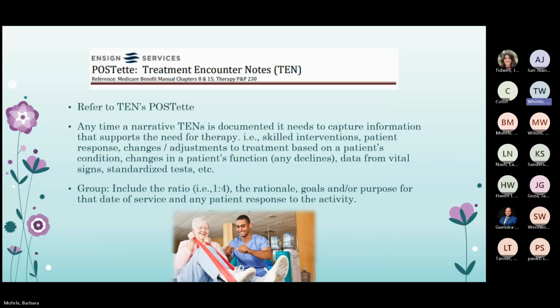Next slide, please. Here I have linked the treatment encounter note post-step. Always refer back to the post-step because it has a lot of great information. But anytime a narrative treatment encounter note is documented, we need to make sure it's capturing the information that supports the need for therapy: the skilled interventions, the patient response, the changes and adjustments to treatment based on the patient's condition, as well as any changes in the patient's function that we might see, even if that's a decline. And then also data from any vital signs that we're monitoring and standardized tests.